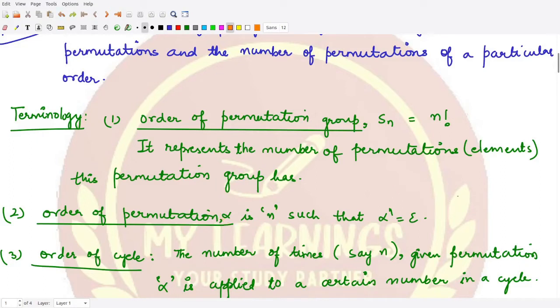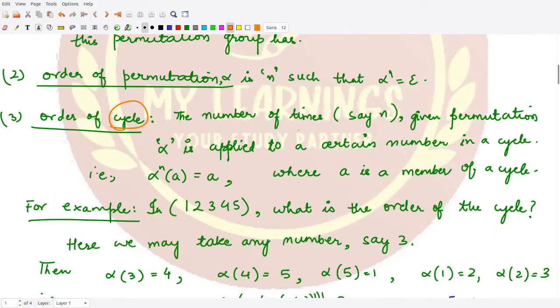Next is the order of a cycle. We have been writing permutations in terms of certain cycles. We have learned about the cycle notation of a permutation. So what is the order of that cycle? It is the number of times the given permutation alpha is applied to an arbitrary element of the cycle so that we eventually come back to that same element. This is the order of the cycle.